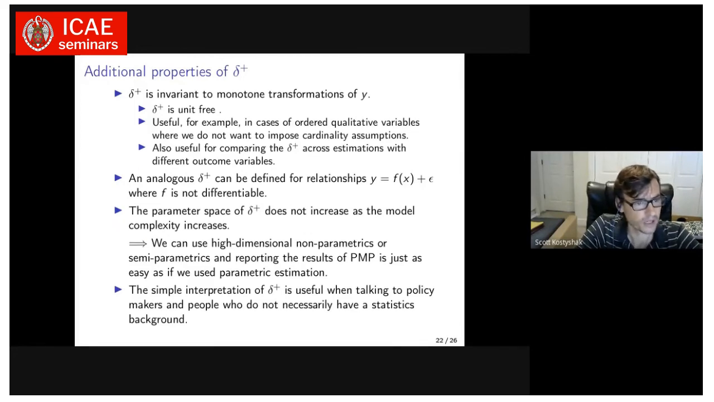This slide, I've talked about a lot of these properties already. It's nice that delta plus is unit free, so it shares that nice property with correlation. And another nice property is that the parameter space of delta plus, even if you use a multivariate, even non-parametric model, delta plus still has an easy to represent parameter space. It's just a unit interval from 0 to 1. So it's very manageable. Usually in non-parametrics, the parameter space increases as the dimension of the underlying function increases. And that's not the case here.